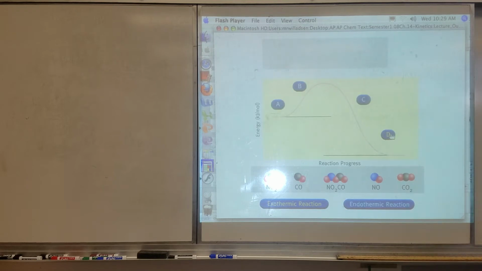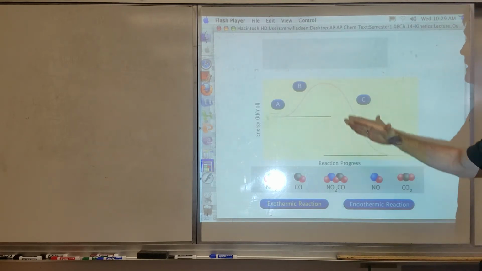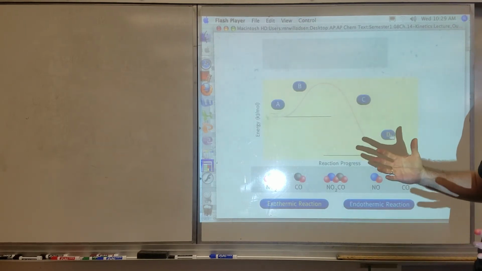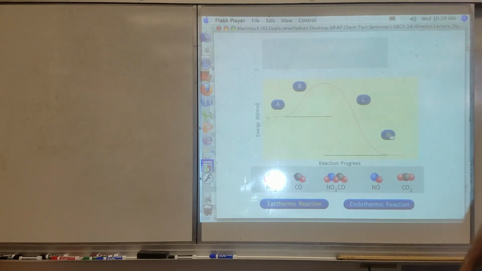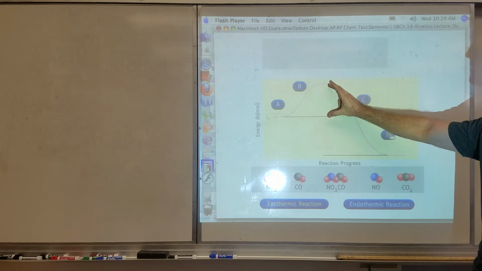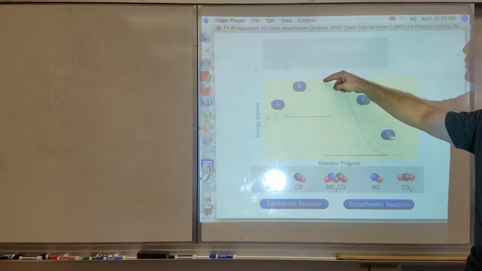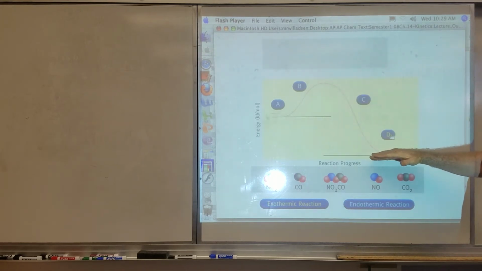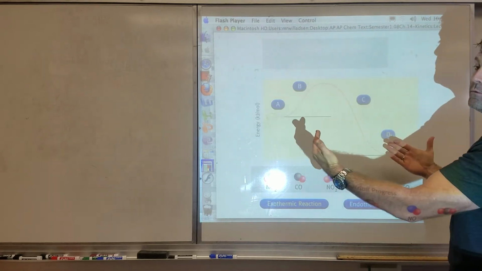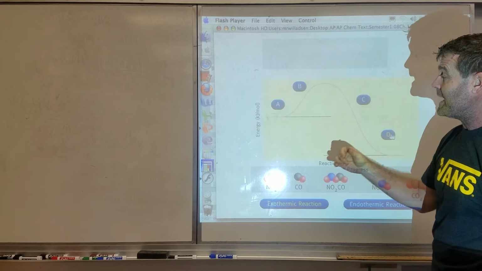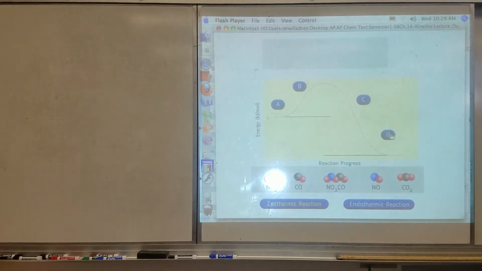Okay, and you guys can see overall it is an exothermic reaction because more energy was released in the formation of the new bonds than was required in the breaking of old bonds. So just realize that's called the activation energy, forming the activated complex. The products are lower in energy than the reactants, so we went from a higher energy state to a lower energy state. What happened to all that energy that was stored in the reactants? It was released in the form of heat, exothermic process.